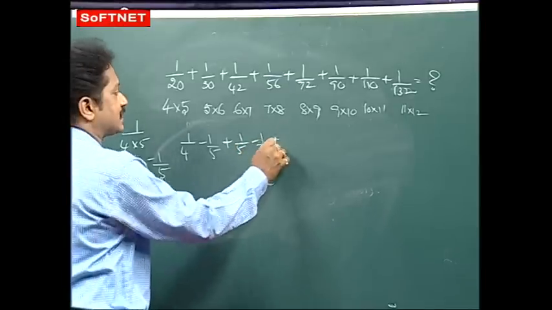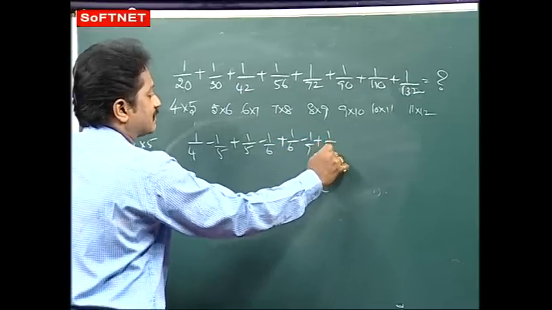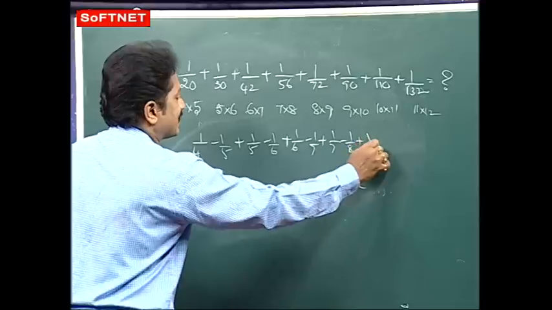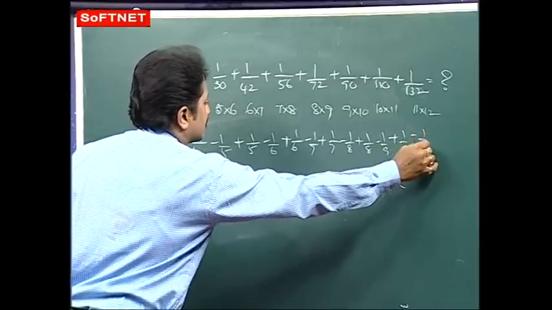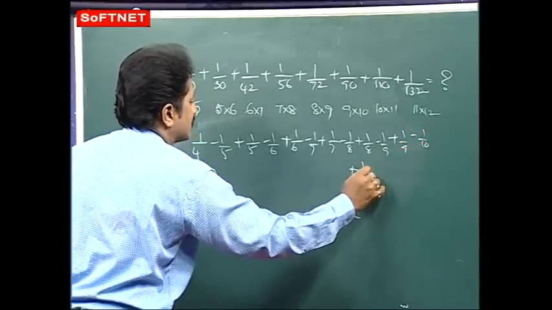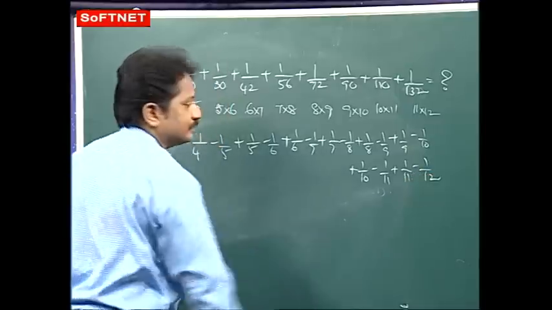And 1 by 42 you can write as 1 by 6 minus 1 by 7. Next one is 1 by 7 minus 1 by 8. Next one is 1 by 8 minus 1 by 9. Next one is 1 by 9 minus 1 by 10. And next one is 1 by 10 minus 1 by 11. And the last one is 1 by 11 minus 1 by 12.